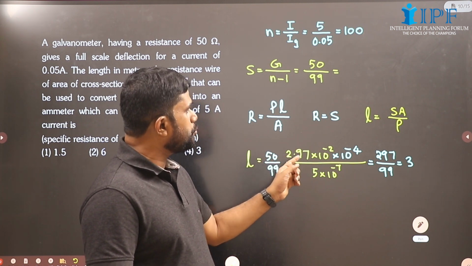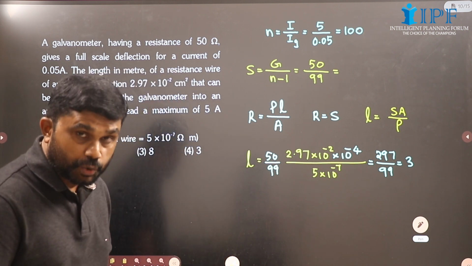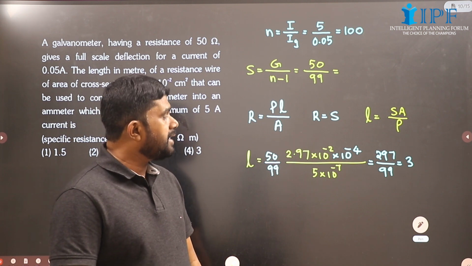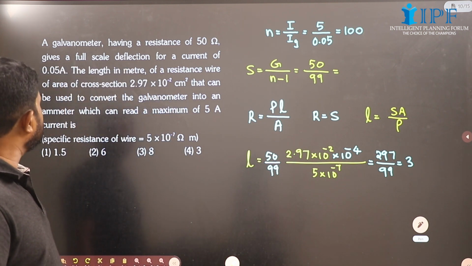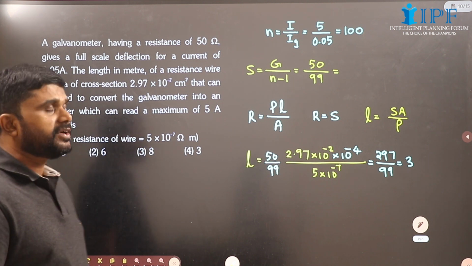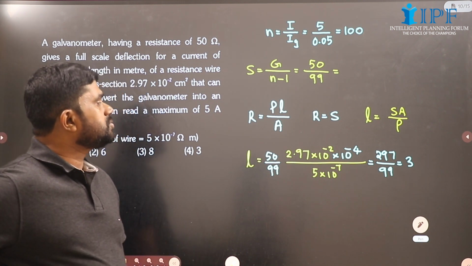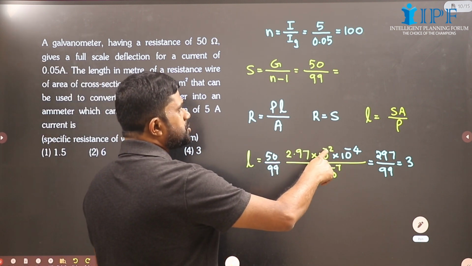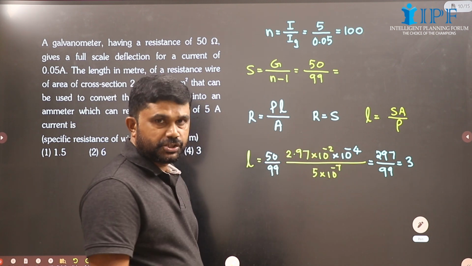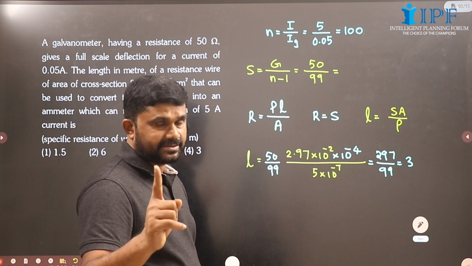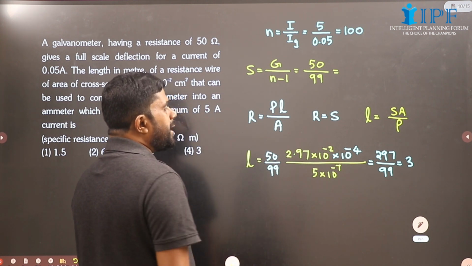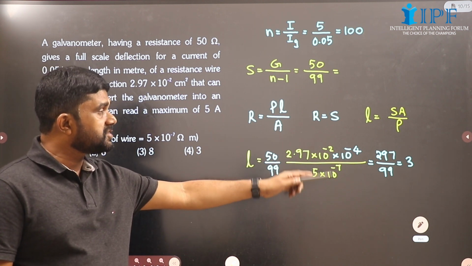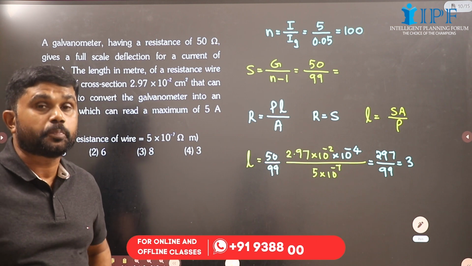Then cross-sectional area is 2.97 into 10 raised to minus 2 centimeter square, which can be converted into meter square by multiplying with 10 raised to minus 4. And in the denominator we have the resistivity, and it is given as 5 into 10 raised to minus 7 ohm meter. Okay, now see, let's first consider the power. 10 raised to minus 2 and 10 raised to minus 4, that is 10 raised to minus 6. 10 raised to minus 6 and 10 raised to minus 7, that is 10 raised to minus 1 in the denominator. When it is taken to the numerator, it will be 10 raised to plus 1.